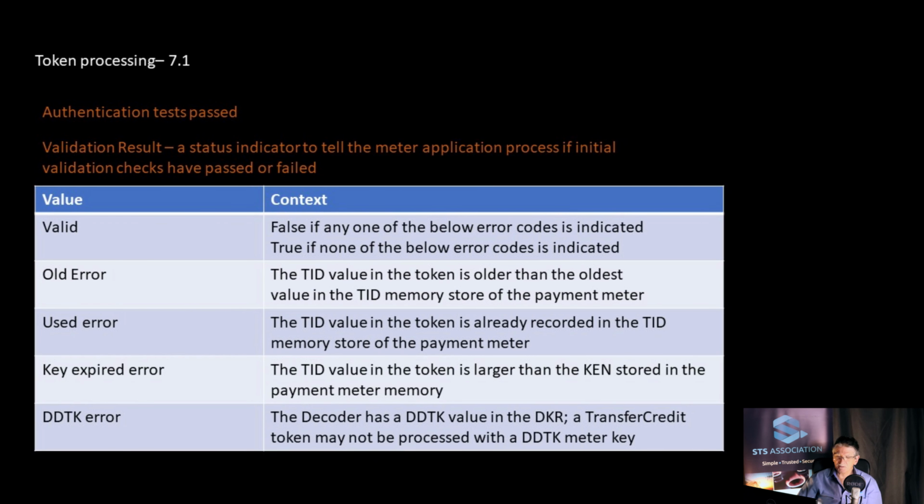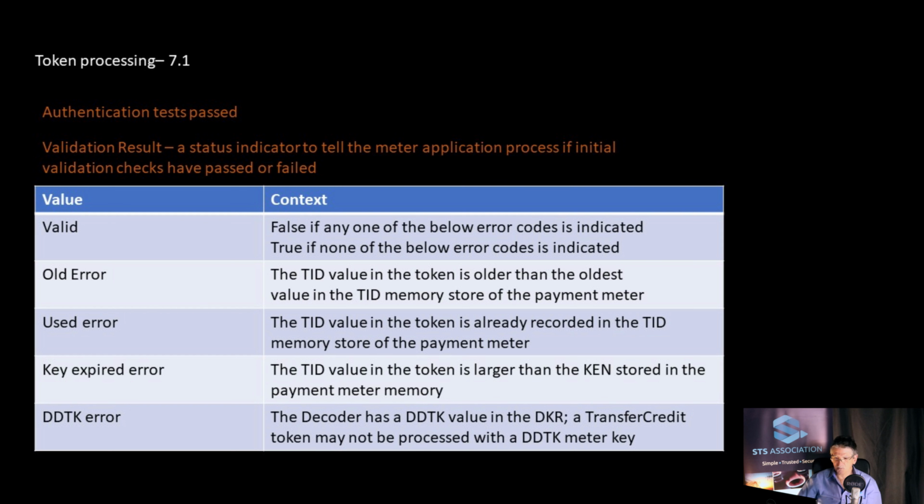If the authentication tests have passed, it moves on to the next stage, which is the validation result. This is a status indicator to tell the meter application process if initial validation checks have passed or failed. Okay, so the token is valid if none of the below error codes is indicated, and not valid or false if any one of the below error codes is indicated.